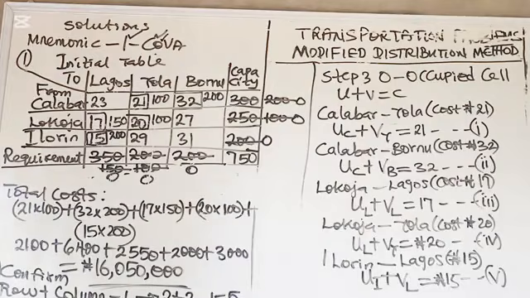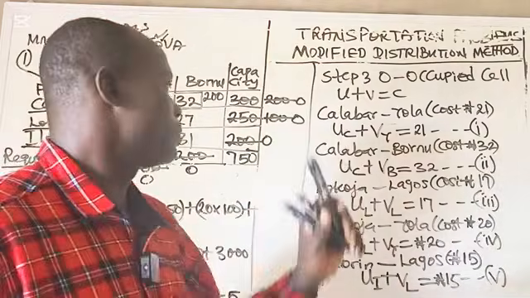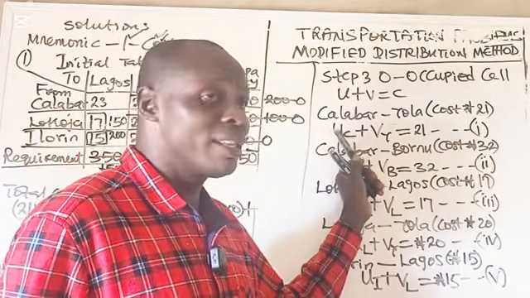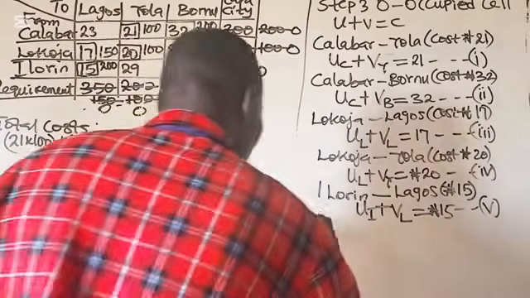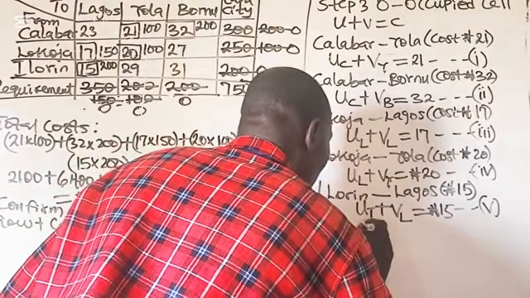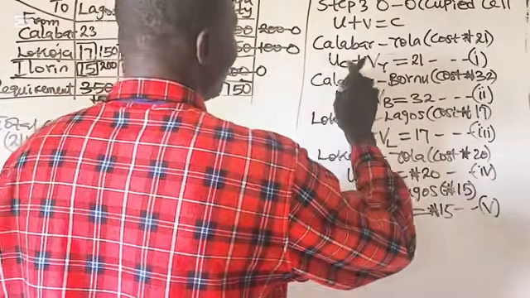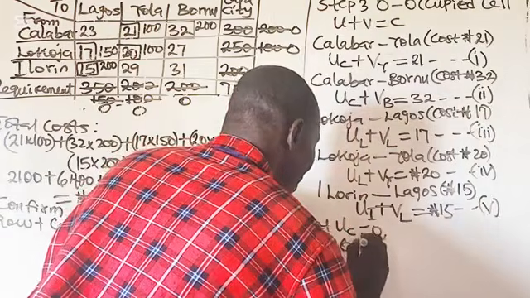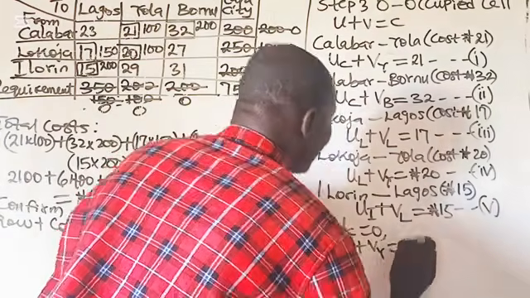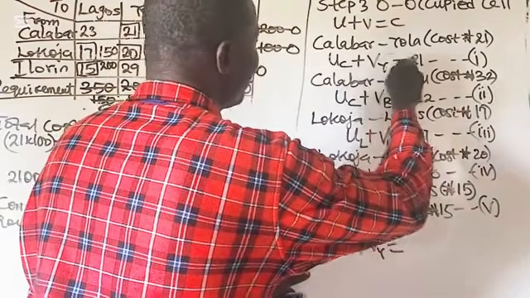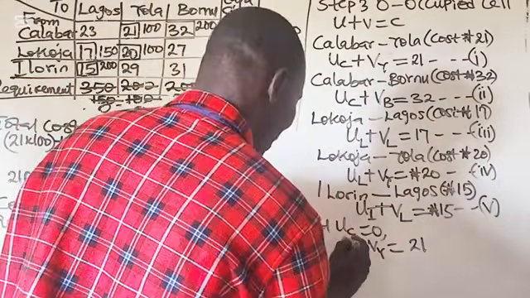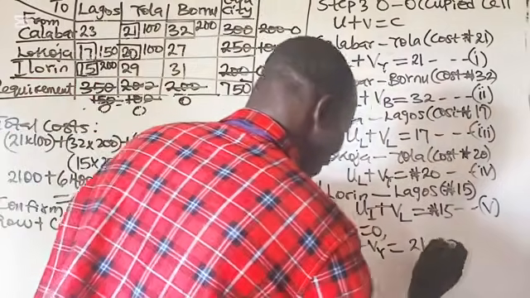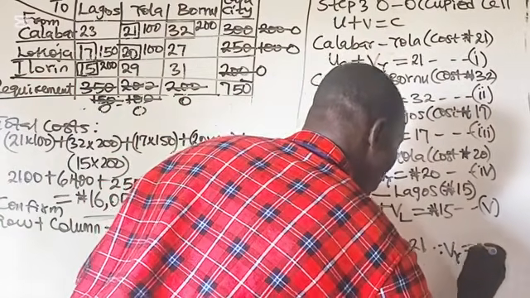Now, the next thing is to take U in the first row, take it to be 0. Then from equation 1, in the first row, let UC equal 0. Then you have 0 plus VY equals 21. So if you collect the like terms, VY equals 21 minus 0. Therefore, VY will be 21.